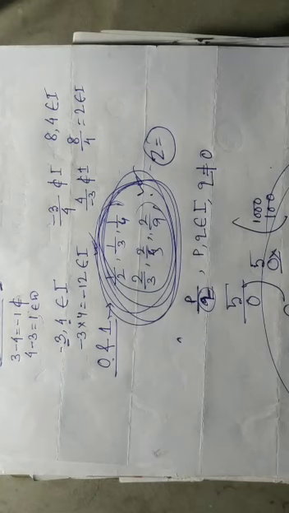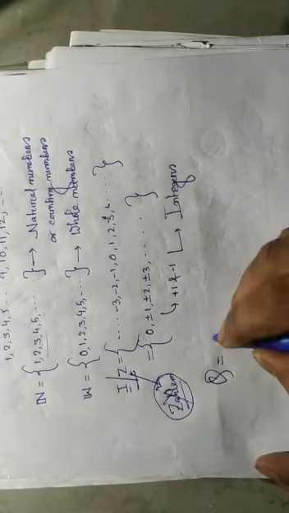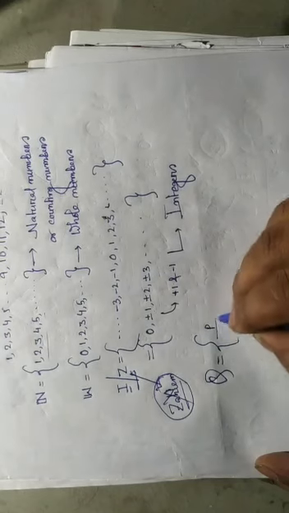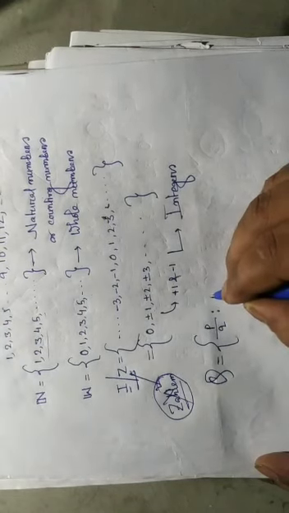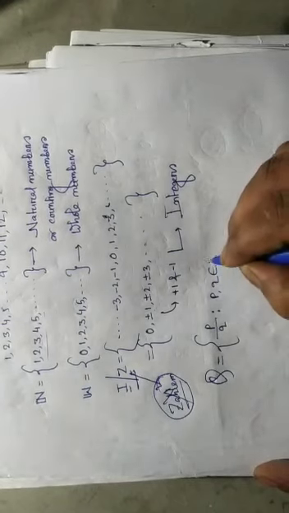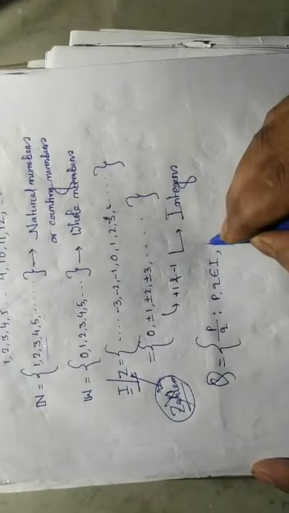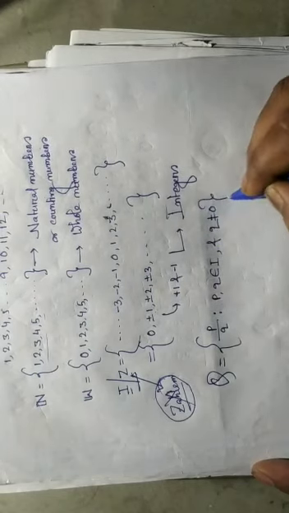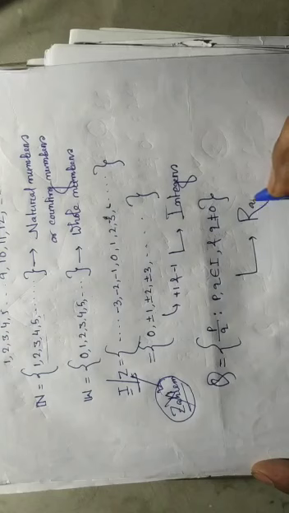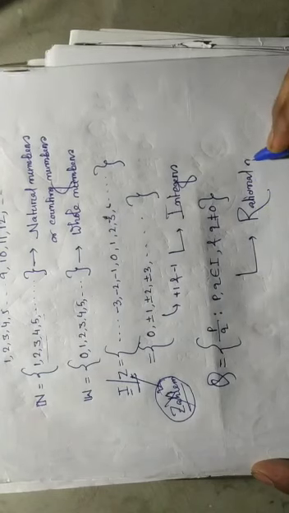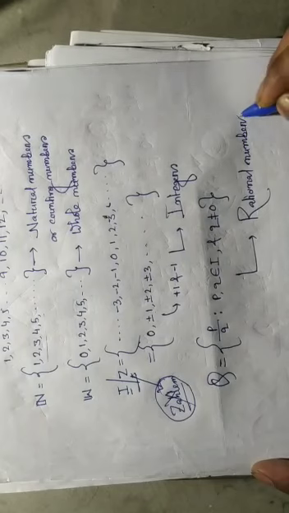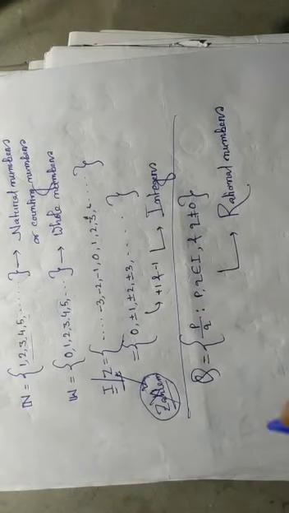Okay, now we enter the topic. So what is the set of rational numbers? The set of rational numbers is the numbers which can be expressed in the form p by q, such that p and q belong to the integers and q is not equal to 0. This set is called the set of rational numbers. So from here our topic started.